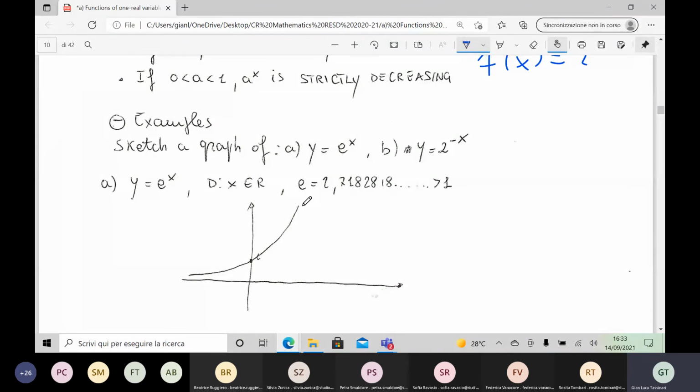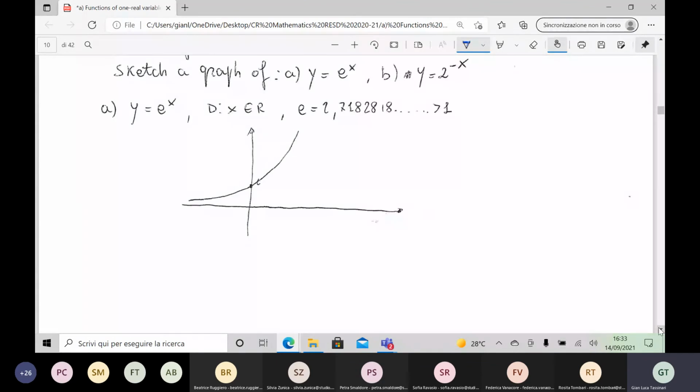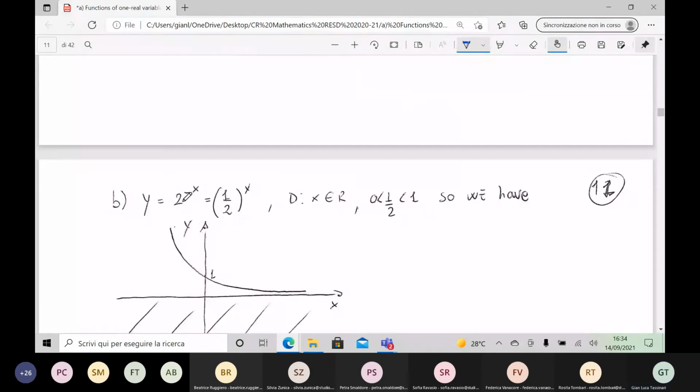If you want to plot intuitively the graph of the function y equal to 2 to the minus x, first of all, how can you rewrite 2 to the minus x? Change the sign of the exponent, but if you change the sign of the exponent, you have to take the reciprocal of the basis. So 1 over 2 to the power x. So which is the basis? 1 over 2. So the basis 1 over 2 is a number between 0 and 1. So we are in case B. So the graph is similar to this one.